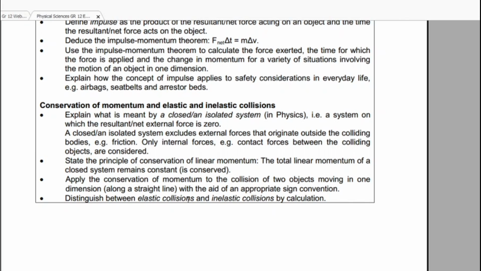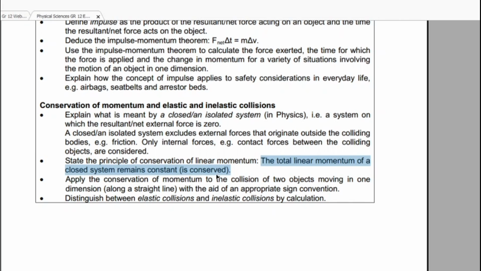The principle of conservation of linear momentum states that the total linear momentum of a closed system remains constant, or is conserved. That is the principle of the conservation of linear momentum. And this principle you will use in answering most of your exam questions relating to momentum.